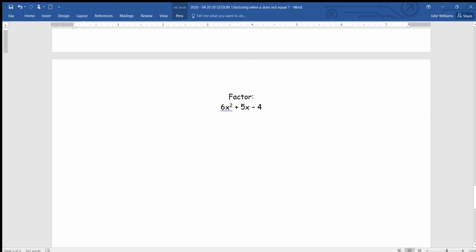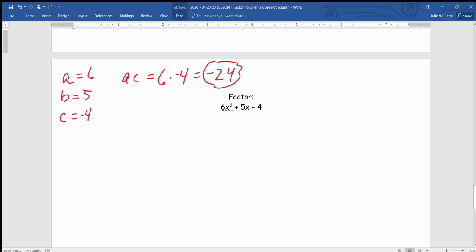All righty, here is one of them. So identify A, B, and C. A is 6. B is 5. C is negative 4. My magic number is A times C, which is 6 times negative 4, which is negative 24. This is my magic number. So I need to find factors of negative 24 that have a sum of the B, which is 5.